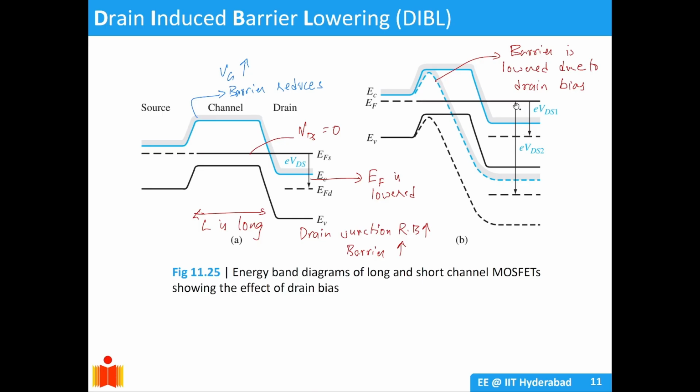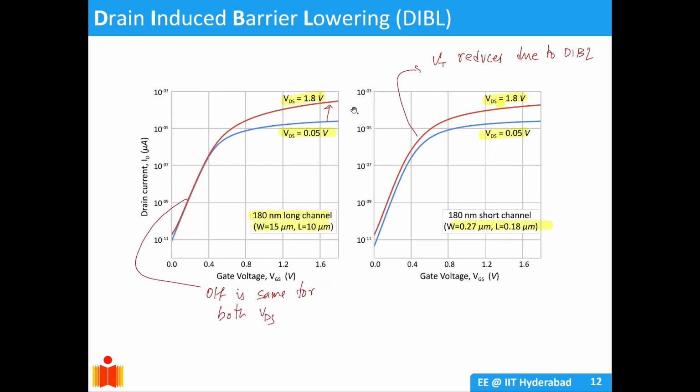And what will happen is, as you change the drain voltage, the drain voltage will pull down the channel bands also, and it will cause a reduction in the channel barriers due to pulling down of the channel bands by the drain Fermi level, and this is called drain induced barrier lowering.